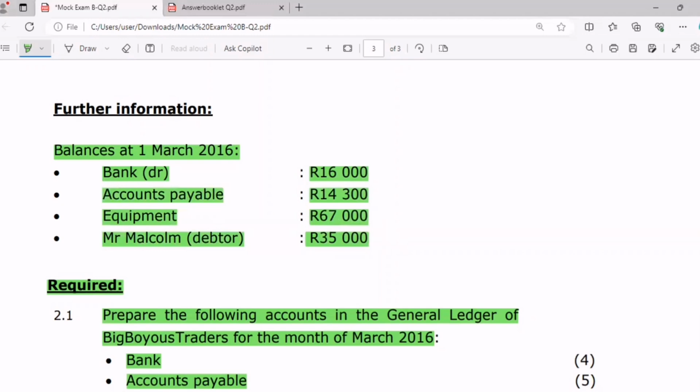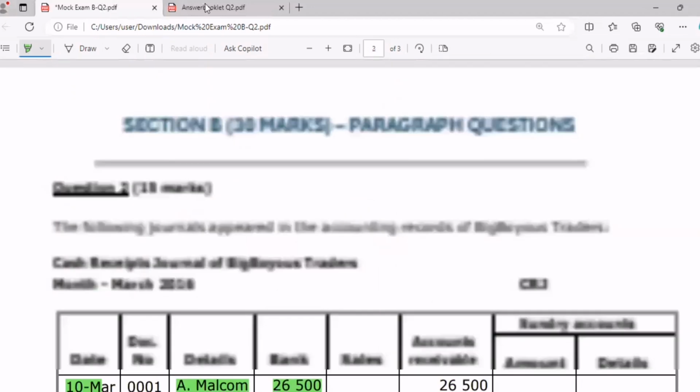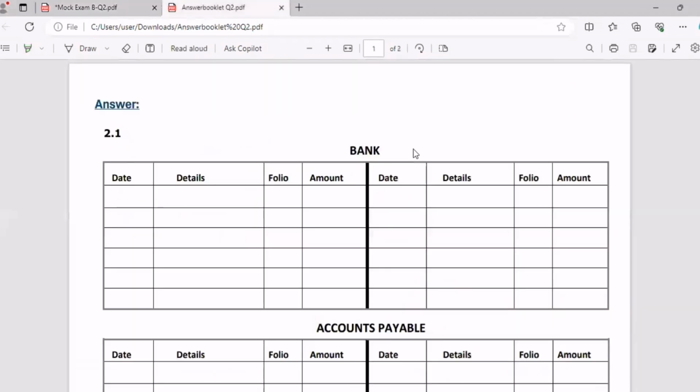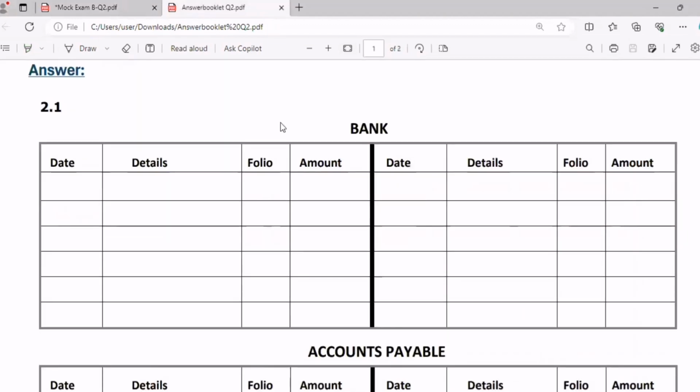So now let us do the bank account. We're going to do the bank account first. So we have the T accounts. We are given the T accounts in the answer booklet. So guys, the first one is the bank account.